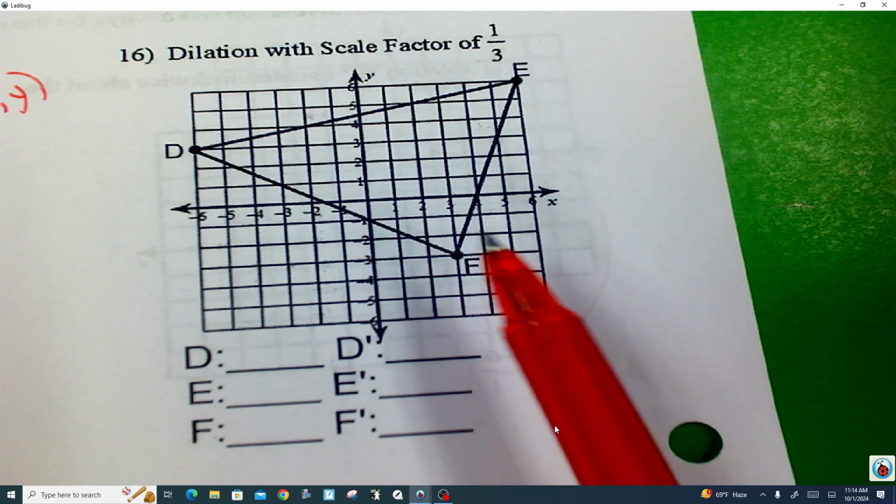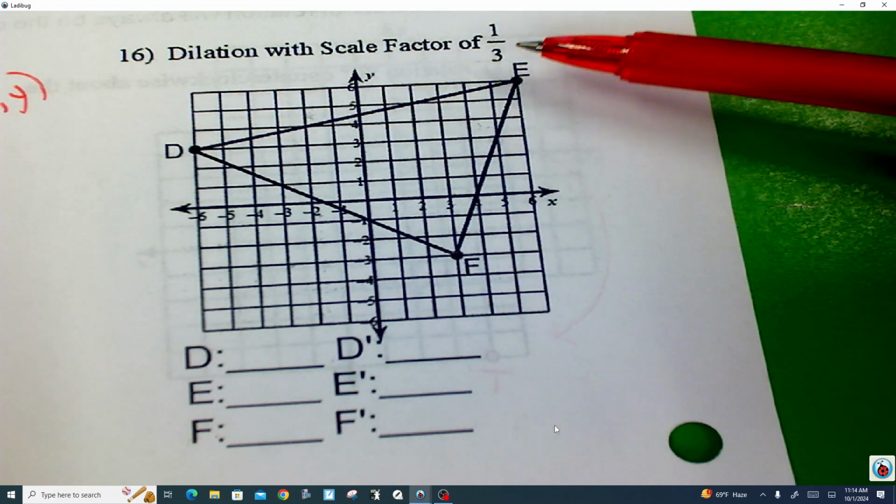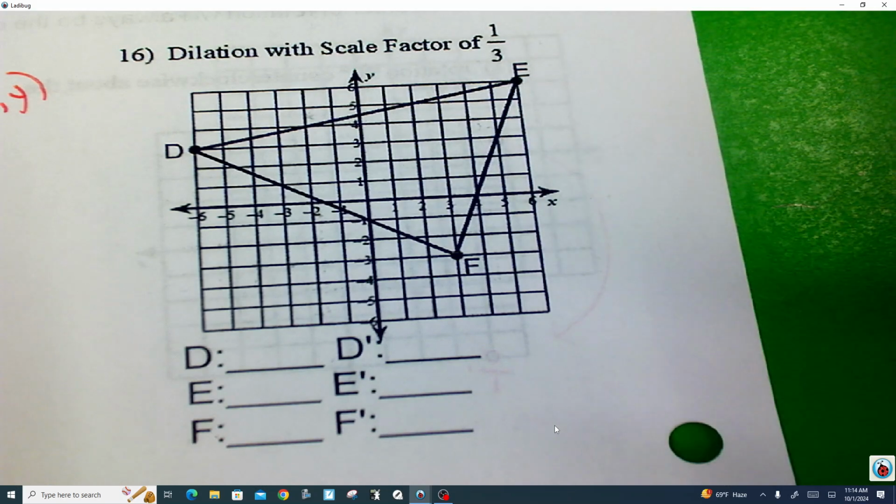I'll do a separate video for number 16 right here where the scale factor is less than 1 and this triangle will shrink down lower. So just look for that one. It should be posted right below this one.